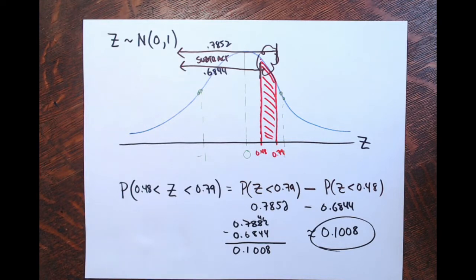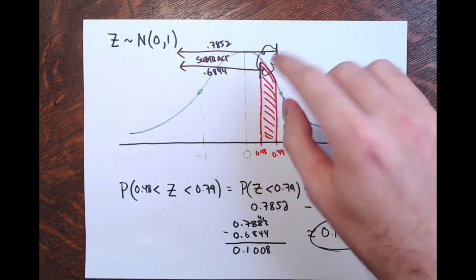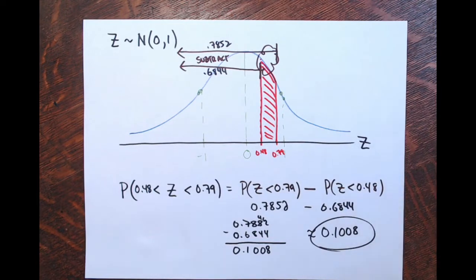Yeah, 0.7852. Yeah, minus 0.6844. Great. So a little more than 10%. I know it doesn't look it because it's a hand drawing. That doesn't look like 10% of the whole thing, but it's a hand drawing. I didn't do that great a job. But it should be a little more than 10%.